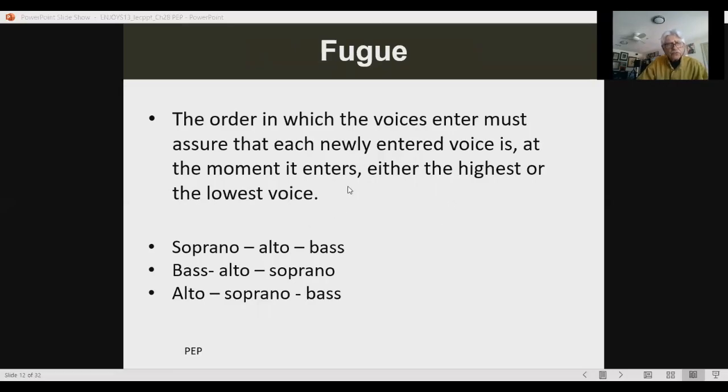So they have one of these rules that states when a voice comes in, the next voice to come in can only be the next higher or the next lower voice. So if you start with the soprano, the only other voice that can come in next is the alto, because the bass would not be close to the soprano. Or if you start with the bass, you could go to the alto, but you couldn't go bass to soprano. Or if you start with the alto voice, you could go up to the soprano, or you could go down to the bass part next.